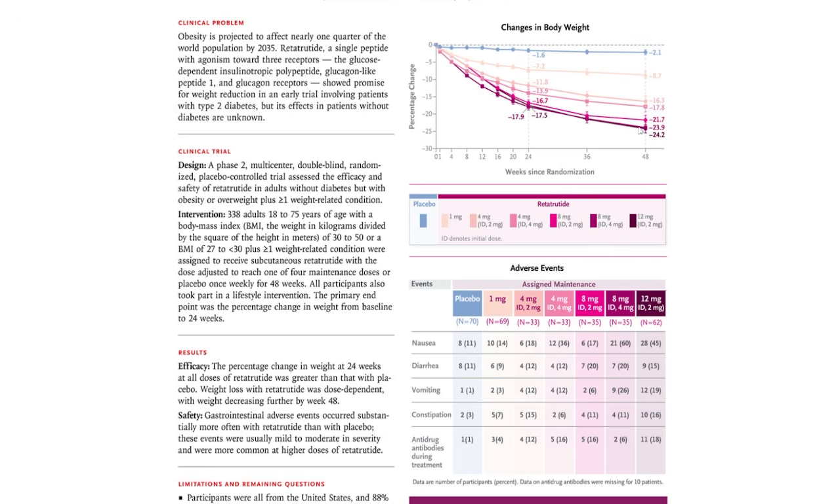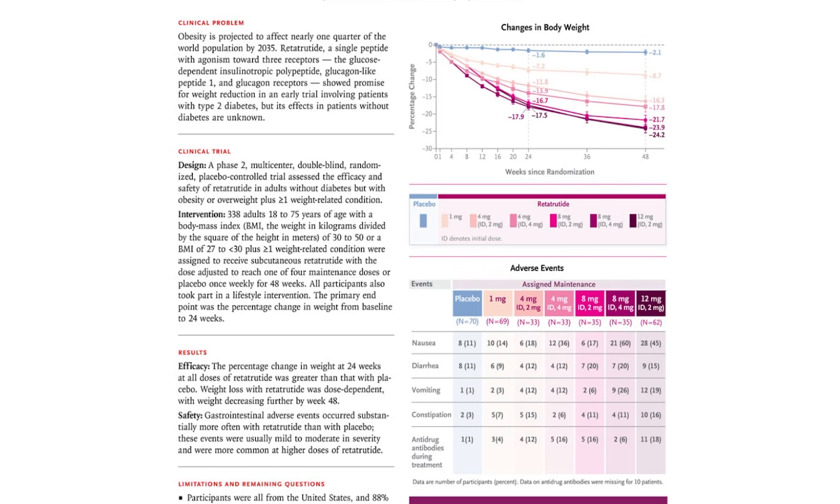The group that started at 4 milligrams and titrated up to 8 milligrams lost 23.9% of their body weight. And the group that started at 2 and went to 12 lost 24.2% of their body weight. So what do I really take away from this data here? From what I see here, there is really no point in going over 8 milligrams per week. Yes, I understand that the group that started at 4 and went to 8 was very, very close in terms of weight loss to that group that started at 2 and went to 12. However, even the group that started at 2 and went to 8 still lost 21.7% of their body weight.